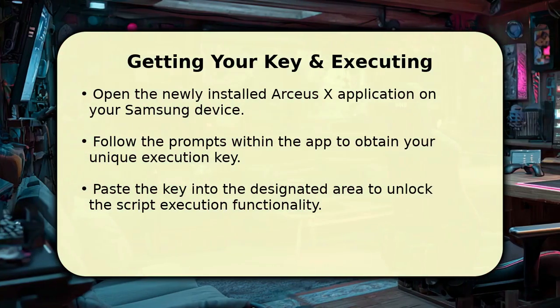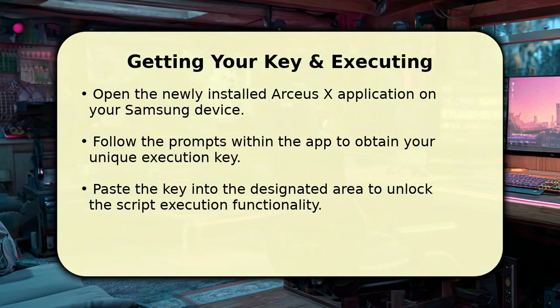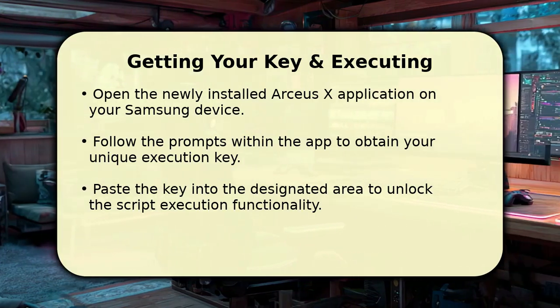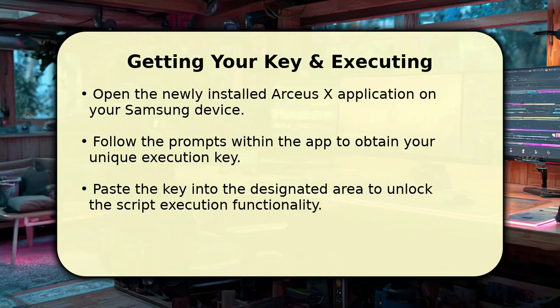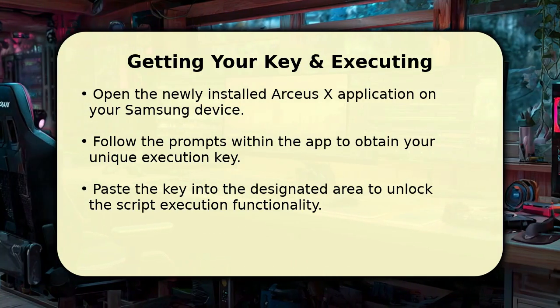Once Arceus X is successfully installed, open the application on your Samsung device. The app will guide you through a process to obtain an execution key, which is essential for its functionality. This usually involves completing a few steps on a web page, then copying the generated key.